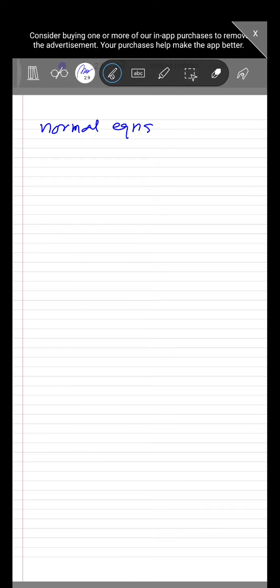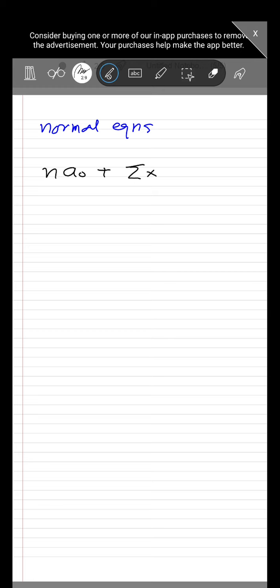n a0 plus summation x into a1 is equal to summation y. If we put z here, it will be summation z, which is summation log of yi.